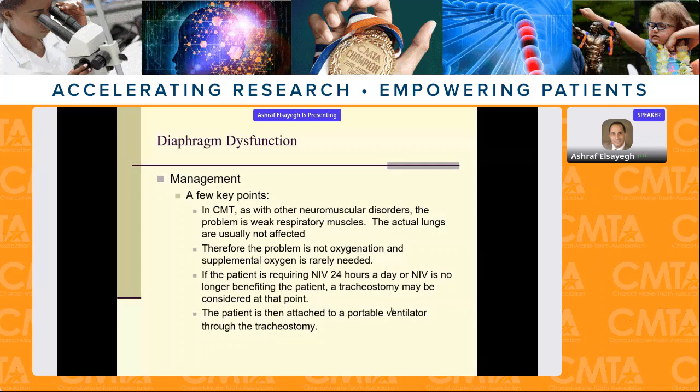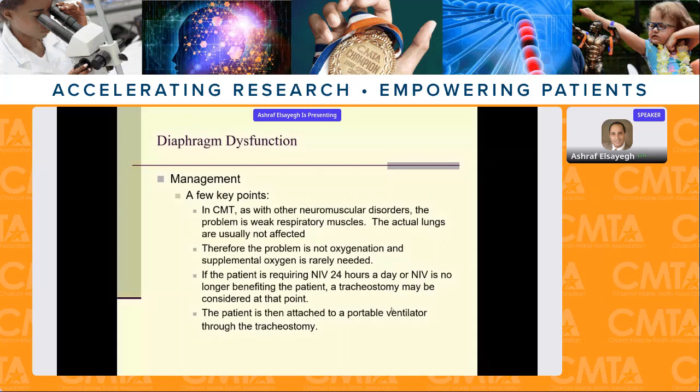So what ends up happening, and this is a concern of mine, is patients will go to physicians' offices and say, I'm short of breath. And one of the knee-jerk reactions is to give these patients oxygen. And that is an issue. It's rarely ever needed in CMT patients. And sometimes giving oxygen can actually worsen your carbon dioxide level. And that's why I don't recommend supplemental oxygen. The mainstay of therapy is the non-invasive ventilator.